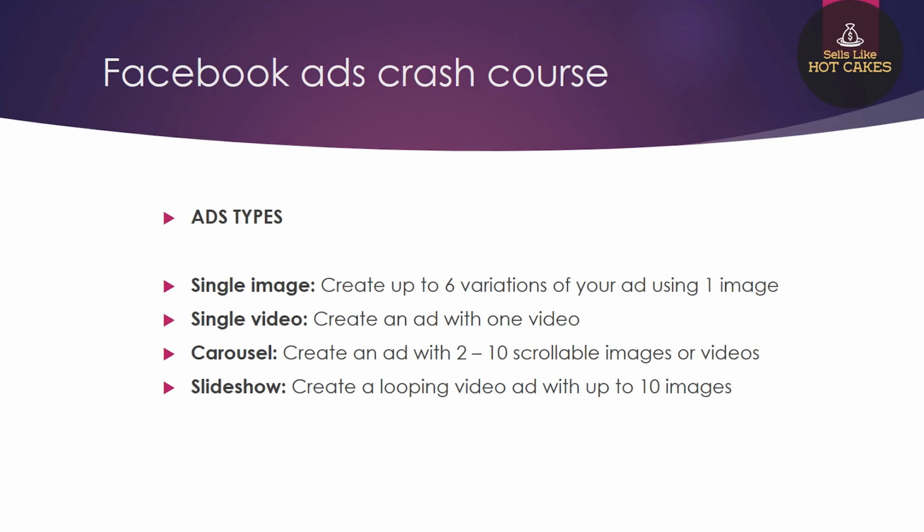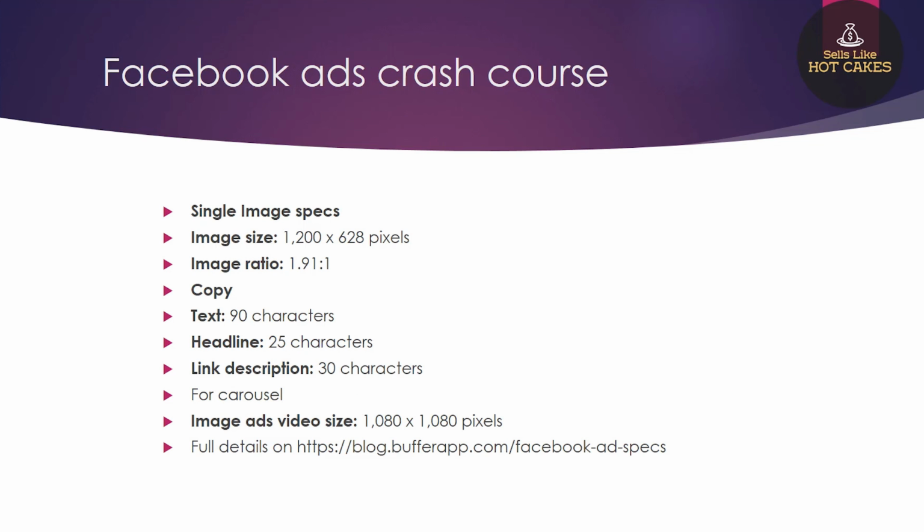Then, it could also be a slideshow. It could be a looping video ad with up to 10 images. You can see here, there are image specs, the sizes of images, and the amount of text for hard copy, for the text headline and link description, and for carousel. It should be square images. And here, I also put the link to the bufferup.com page that has really detailed descriptions about different ad types and requirements for the images. So in case you want to learn more, you can check there as well.